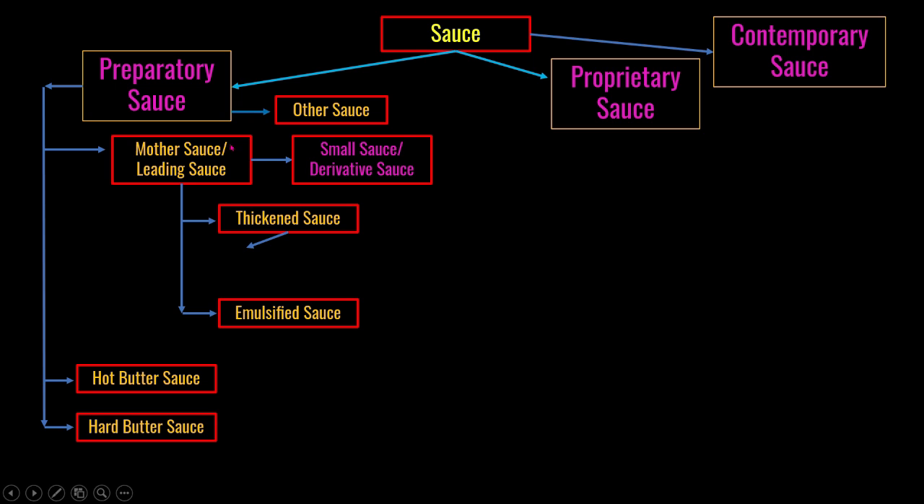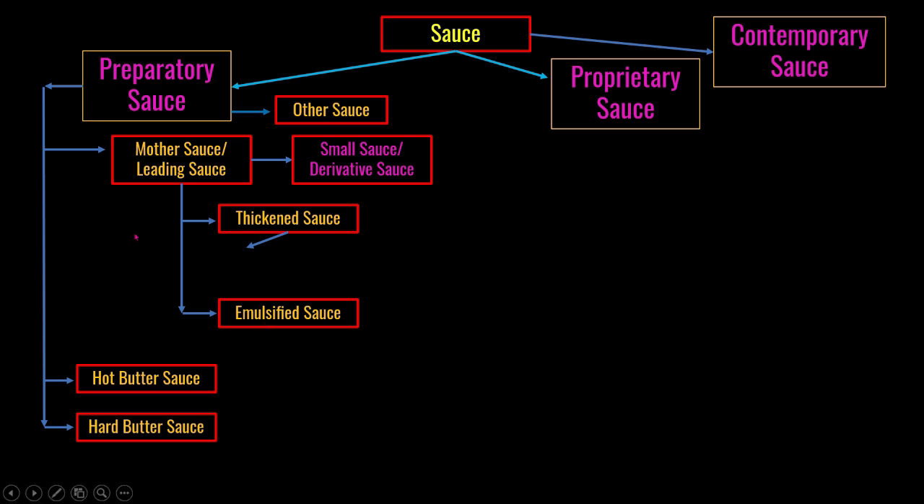And from the mother sauce, what do we get? We get a small sauce, baby, or a derivative sauce. That means it is derived from the mother sauce. And mother sauce is also known as leading sauce in the culinary world. Now, so the concept is clear. Mother sauce is divided into two categories: thickened sauce and emulsified sauce. And from these thickened and emulsified mother sauces we get another sauce category that is known as small sauce or derivative sauce. Clear?